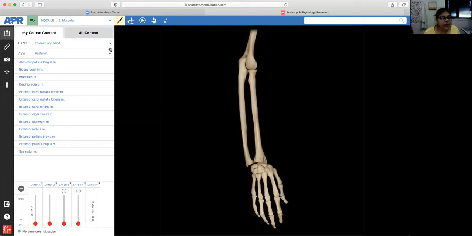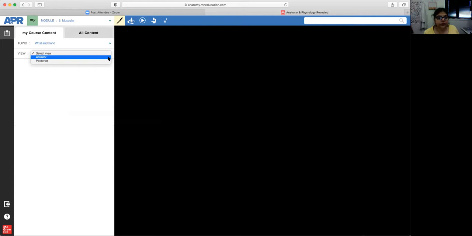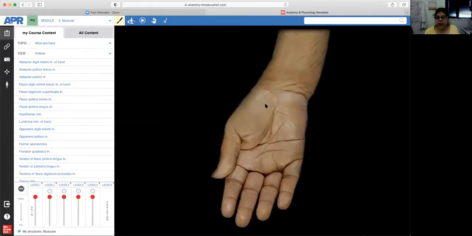All right, so we then go to the wrist and hand. Okay, this is in the anterior angle.